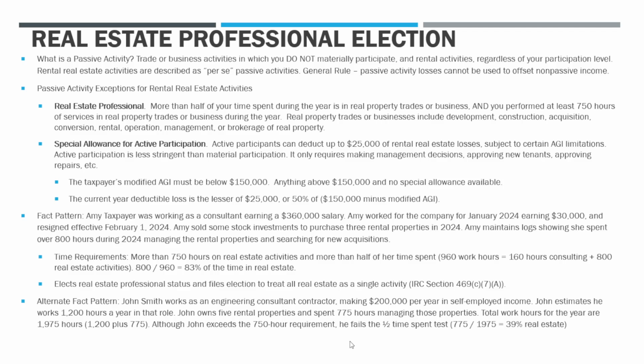Now, the total work hours for John is a combination of what he does as an engineer that's not in the real estate trade or business, plus the hours that he works in the real estate space. So for him, it's going to be 1,975 hours. So how did we get there? Well, we took the 1,200 hours he worked as an engineer plus the 775 he spent in the real estate space.